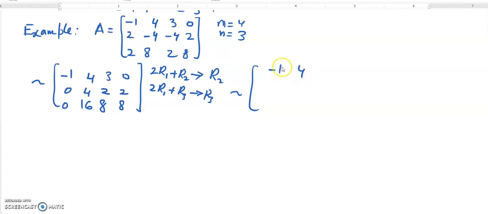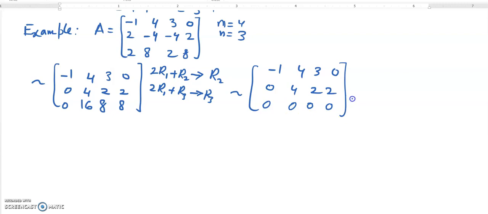Okay, so minus 1, 4, 3, 0, and 0, 4, 2, 2. Here what we can do is, the third row is actually a multiple of the second, so we can multiply this second row by minus 4, and then it will be 0, 0, 0, 0. So what we get is 0, 0, 0 in the last row.